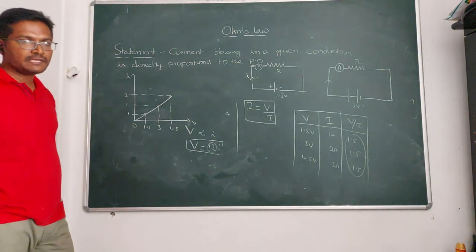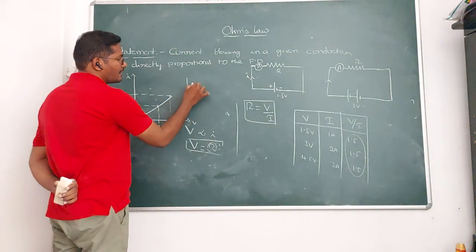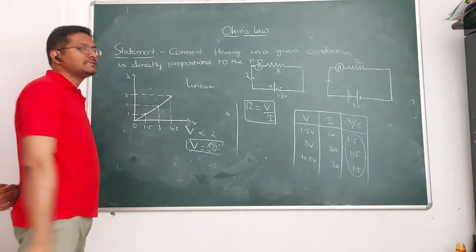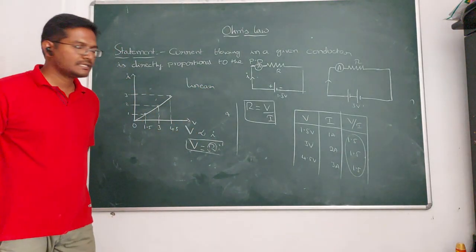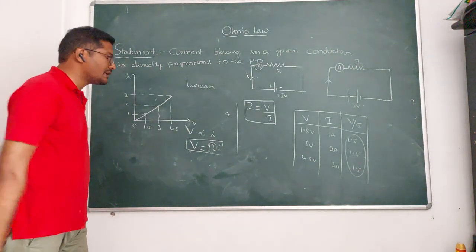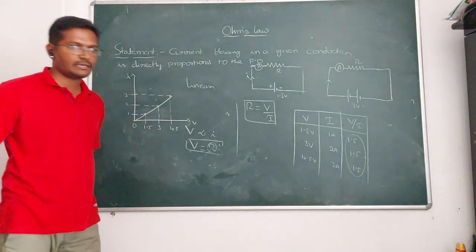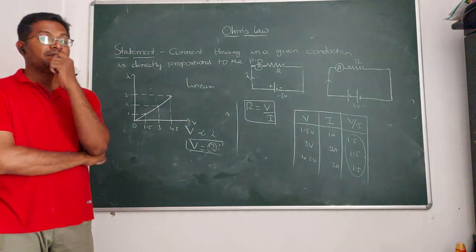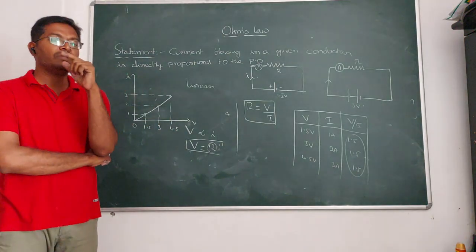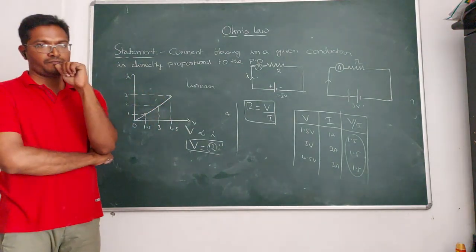Which type of graph is this? This is a linear graph. The relation between V and I is a linear relation. This is Ohm's law. So the conductors which obey Ohm's law are said to be ohmic conductors. If they obey Ohm's law, for the relation between potential difference and current, you will get this type of graph.